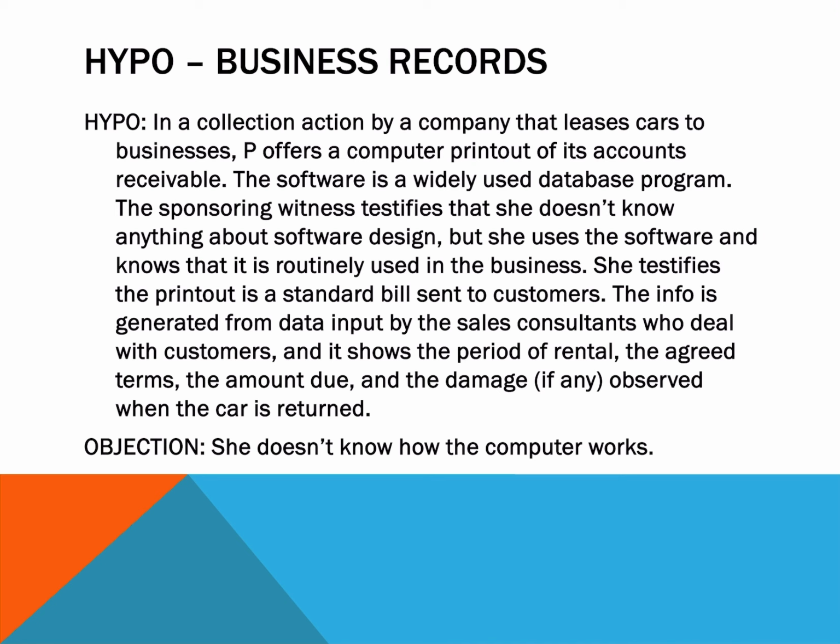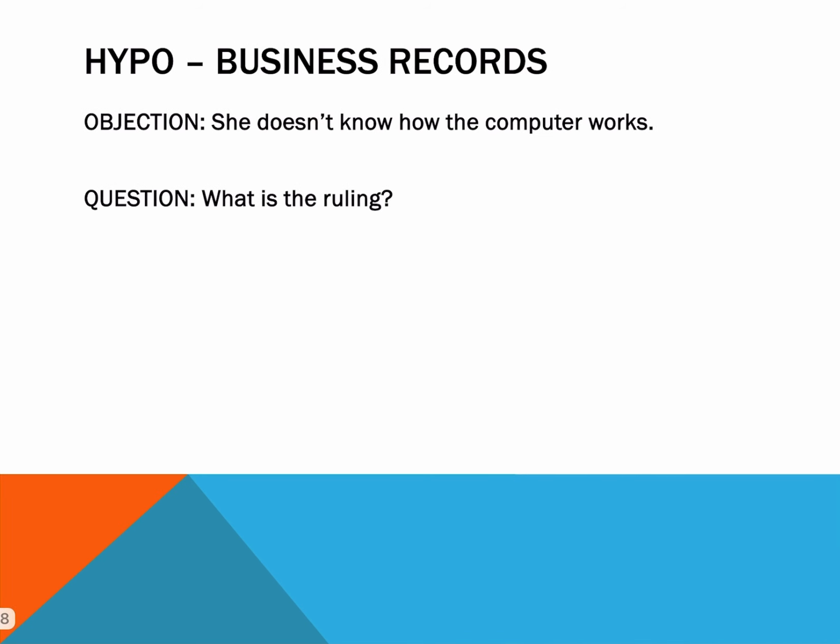She testifies that the printout is a standard bill that's sent to customers, and that the information within it is generated from data input by the sales consultants who deal with the customers. It shows the periods of the rental, the agreed terms, the amounts due, and the damages, if any, observed when the car is returned. And then at trial, we get an objection that she doesn't know how the computer works, and so she's not a qualified witness to be able to introduce this record. So if that's our objection, what would our ruling be?